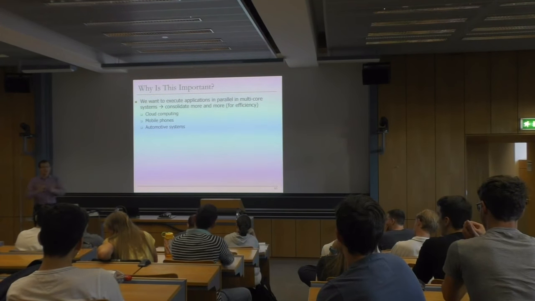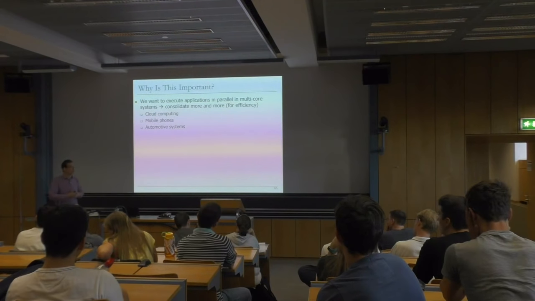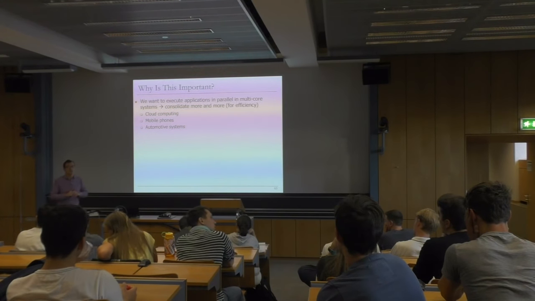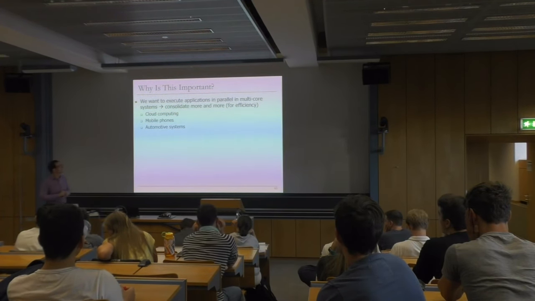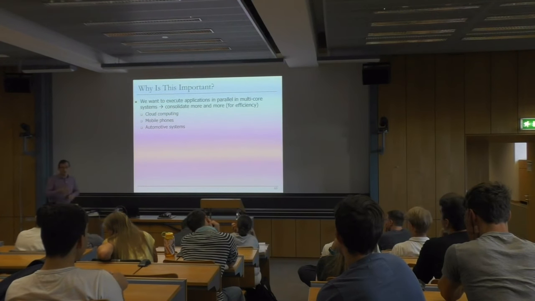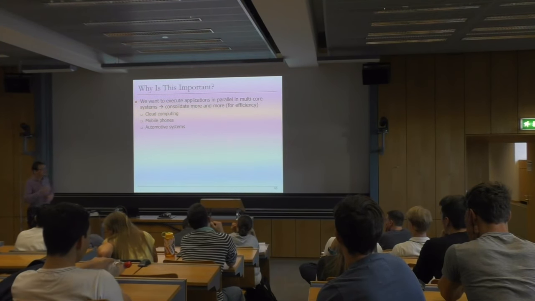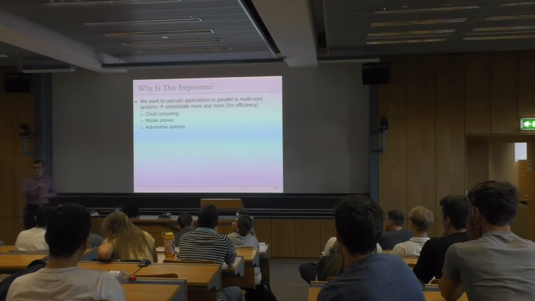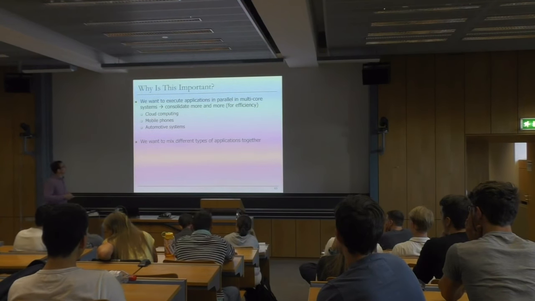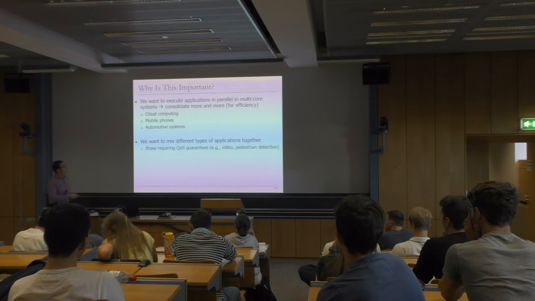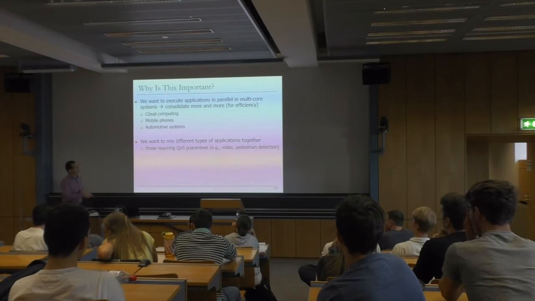But people are trying to consolidate more and more so that they have better control and maybe better predictability and easier software as well. So there's a push for consolidation in automotive systems too. I think that's one of the reasons why Tesla is trying to build its own chips as well. But we want to mix different types of applications together also, and those requiring quality of service guarantees.